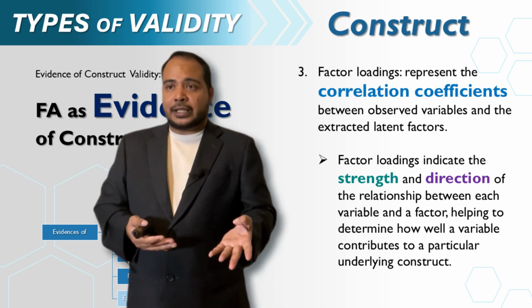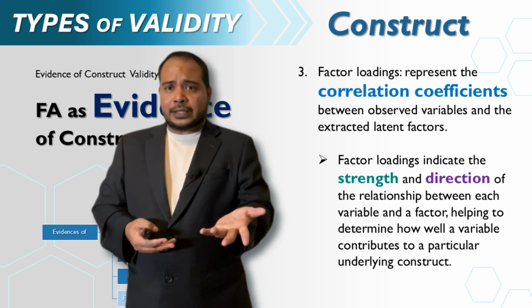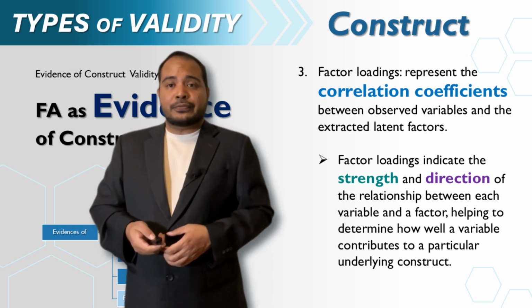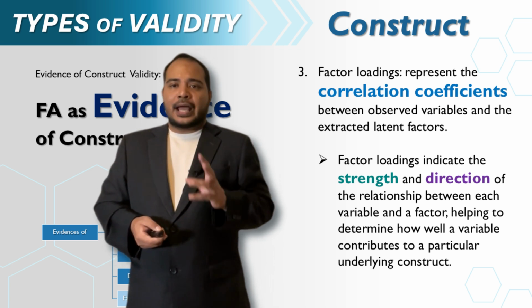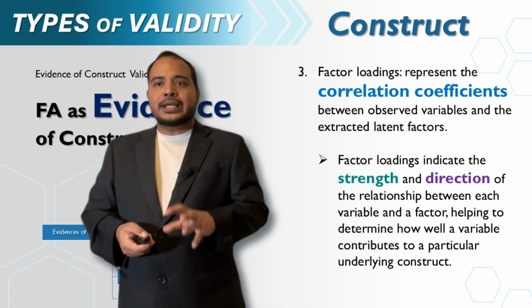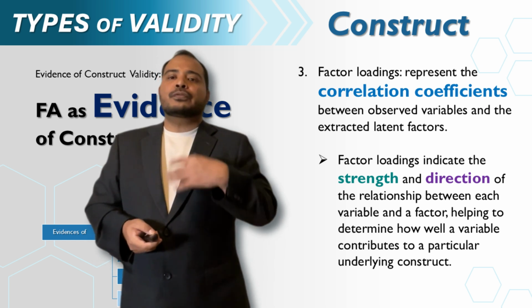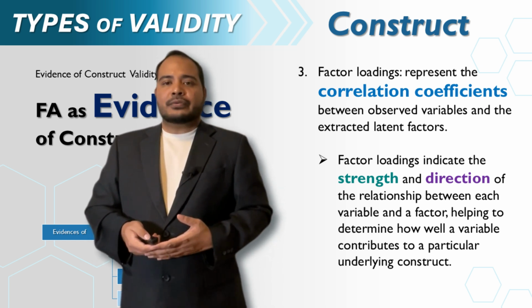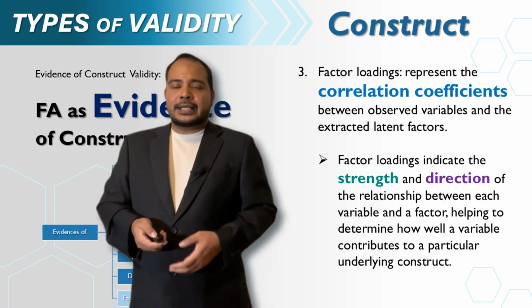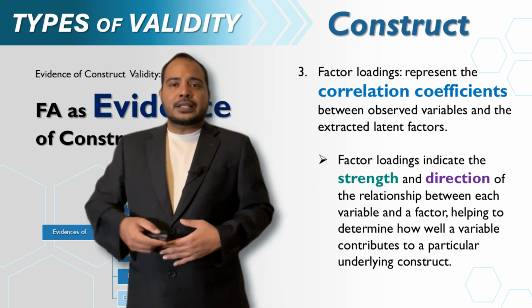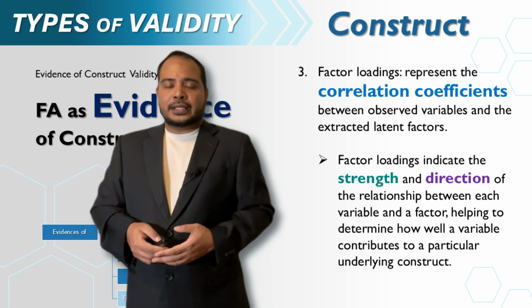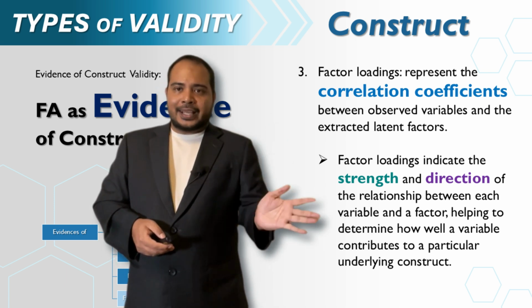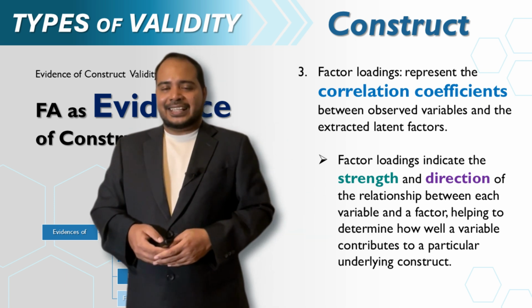So these three evidences we should find from the result of factor analysis: the dimensionality, the factor solutions, as well as the factor loadings. All of these are evidence that we can gather to provide evidence of construct validity. Besides this, we are going to discuss further in the next section two other types of validity, which are content and criterion-related validity.